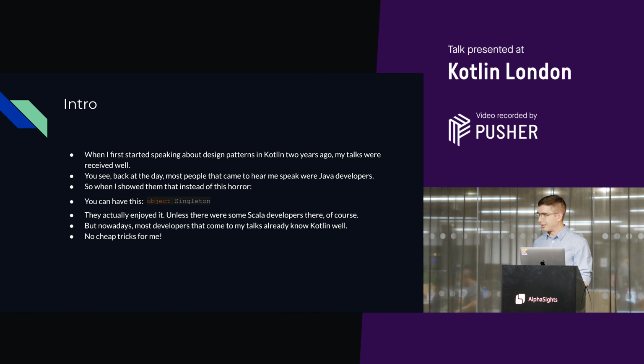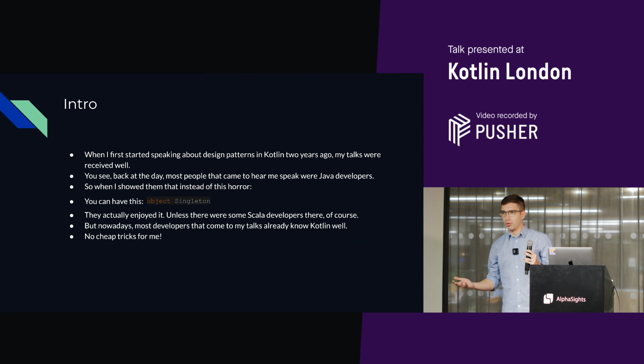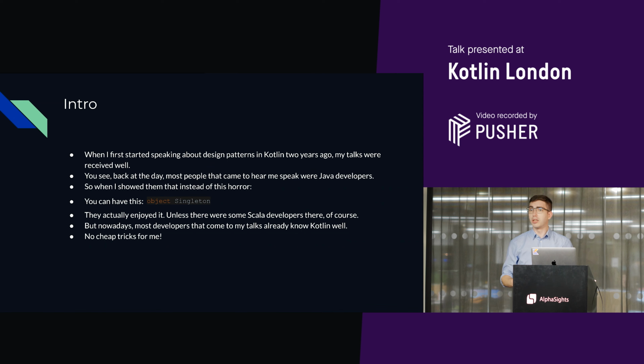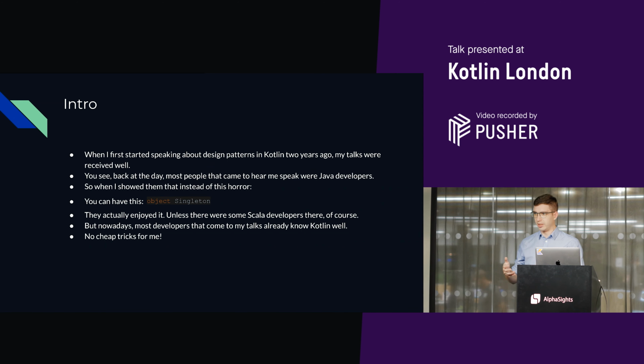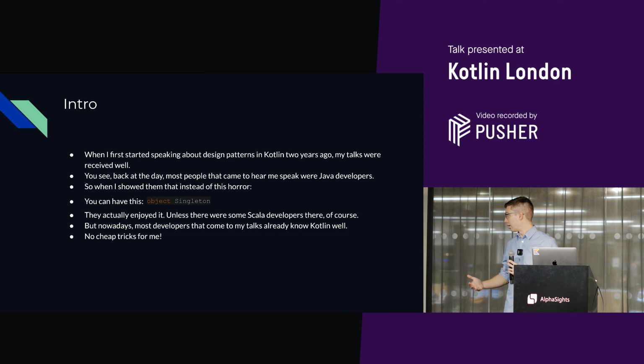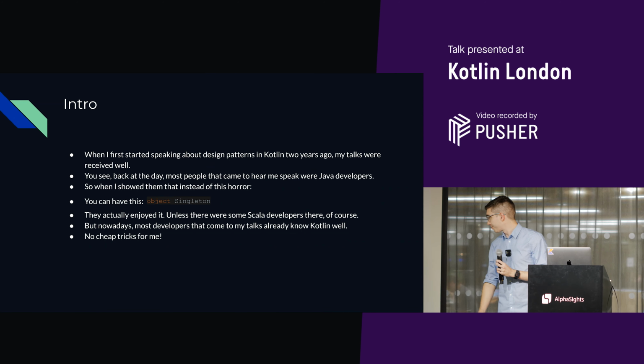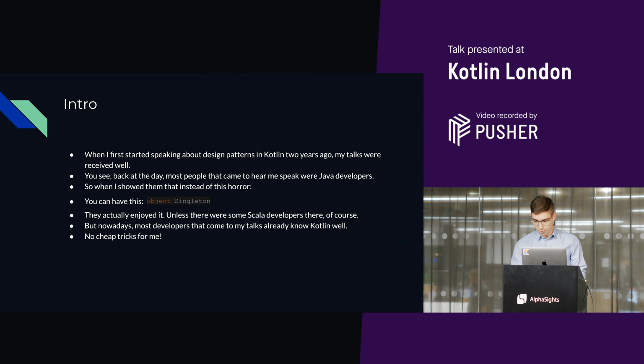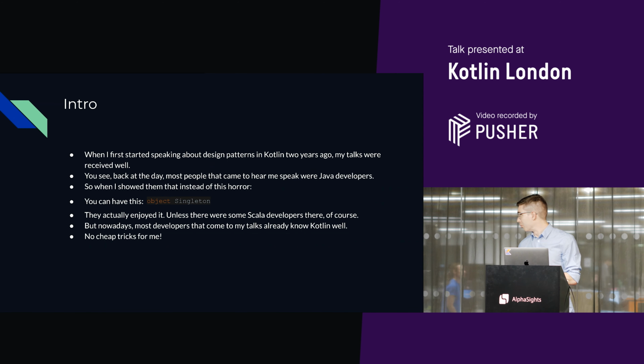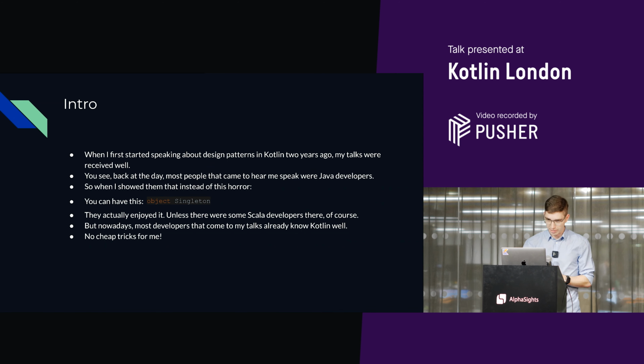But nowadays, when I show you object singleton, it's obvious because probably most of you are Kotlin developers. And by the way, is there somebody that's not a Kotlin developer? Okay, so a few. Because all of my examples will be given in Kotlin, I just need to understand how deep I need to explain that. So no cheap tricks for me anymore. I need to discuss something more advanced.